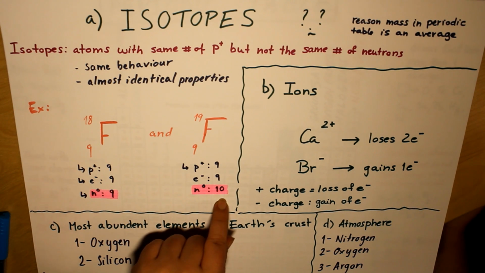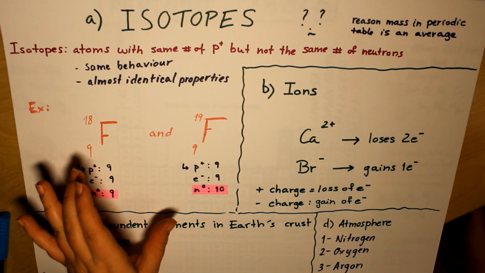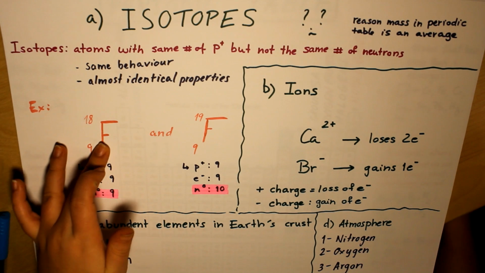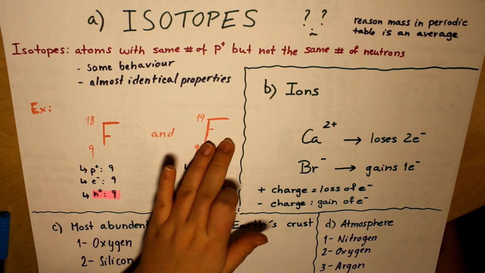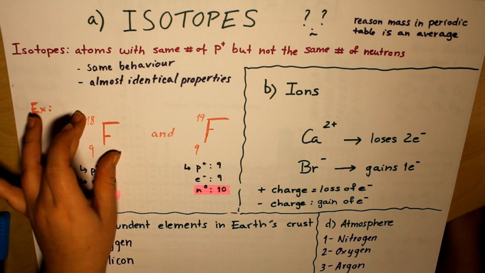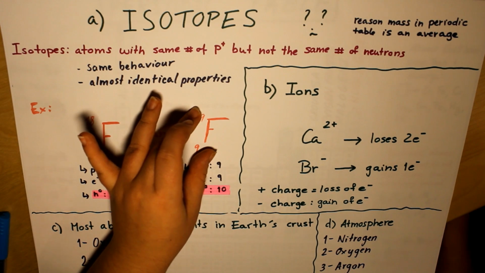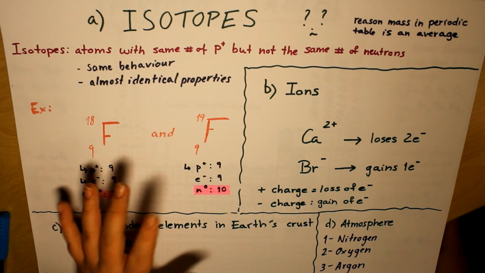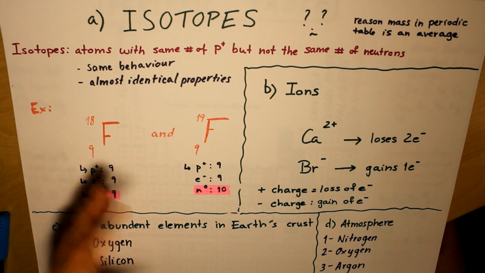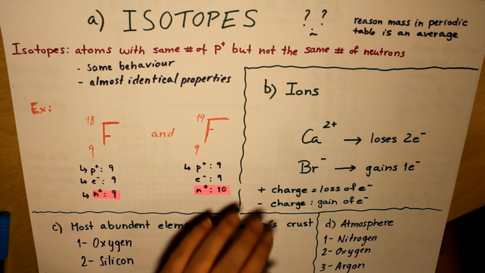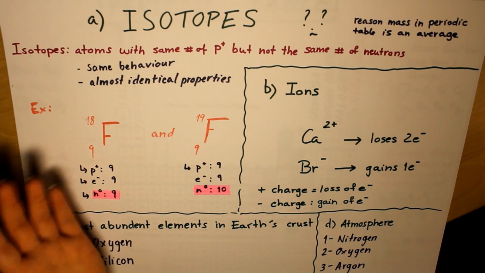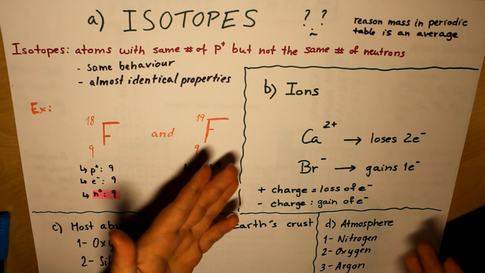So just to explain why in the periodic table it's an average, let's say this one is found 90% of the time and this one is found 10% of the time. They take the mass of this one multiplied by 90, take the mass of this one multiplied by 10, and find approximately what the mass would be for fluorine in nature. And that's why isotopes exist. Basically, they're just randomness. So now we're going to go on and talk about ions.